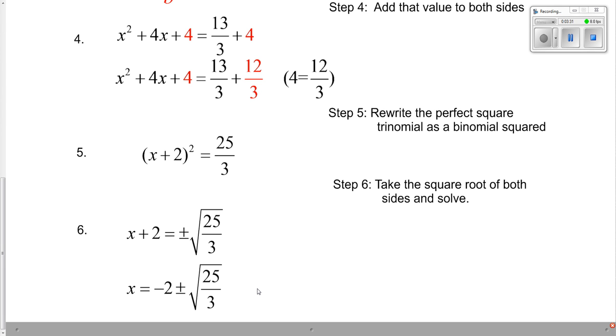So isn't that nice? We've got a very nice process here. And even though it's a square root of a fraction, that ain't going to hurt us.